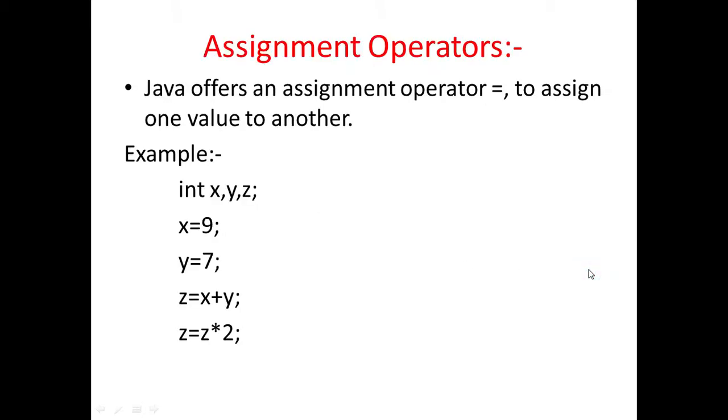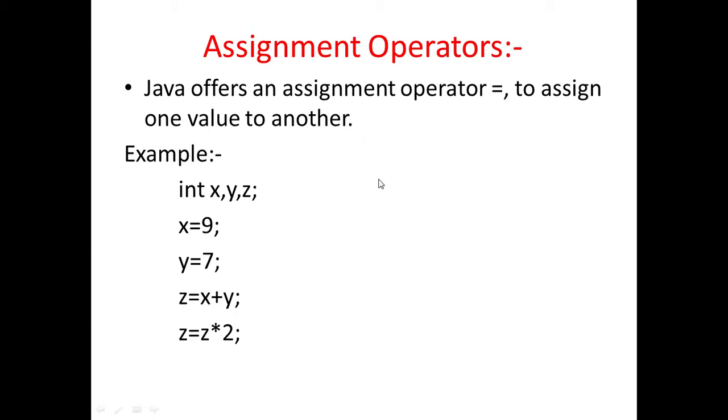Okay, next we are going to study the assignment operator. We have discussed it in previous classes also. The assignment operator is used to assign any value to a variable. So Java offers an assignment operator, a single equal to sign, to assign one value to another. If you want to assign one value to any other variable, you can do this.